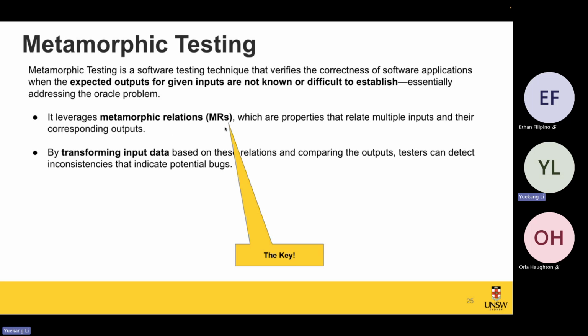You may wonder, what is a metamorphic relation? Why can it work here? So let's see an example. And remember, we are sacrificing precision for generality here again. So let's see why.